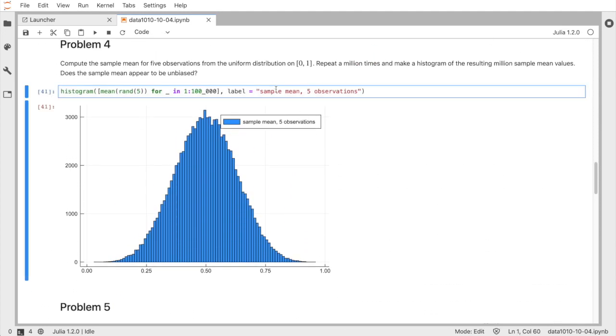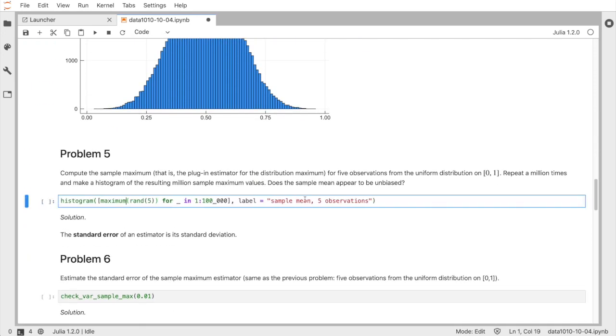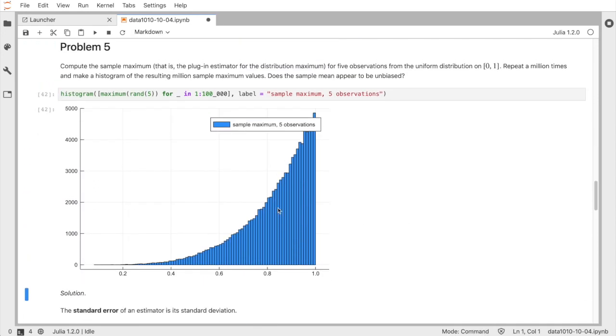You can use the same code. Just switch mean to maximum. So as expected, most of the time we're pretty close to 1, but we're always to the left of 1. So the expected value is going to be below 1.